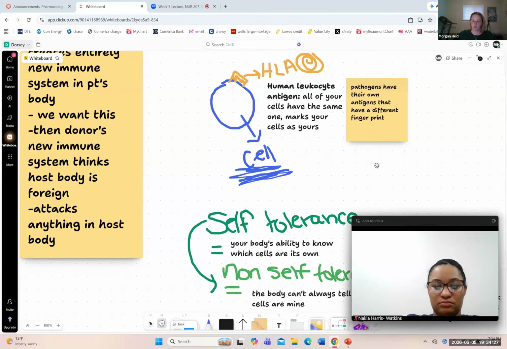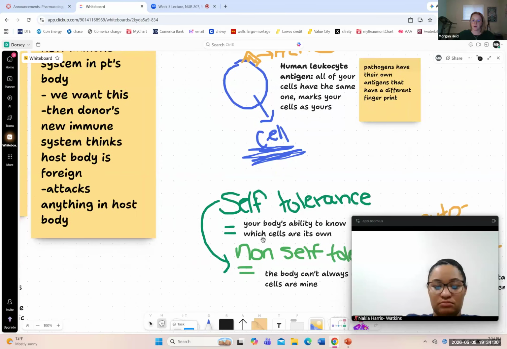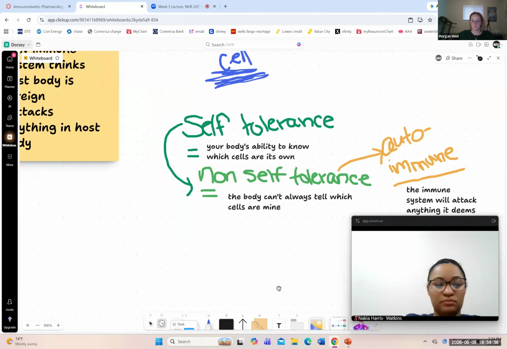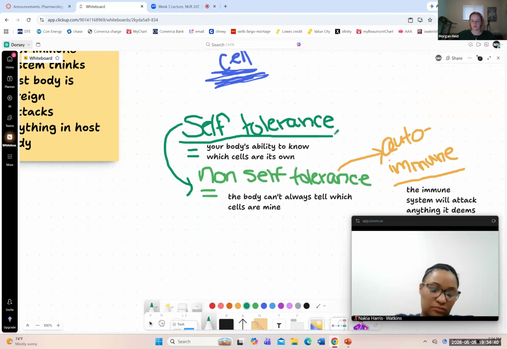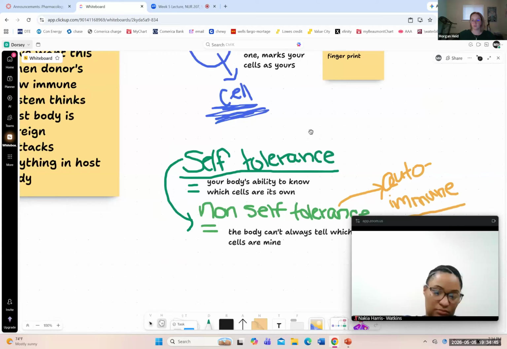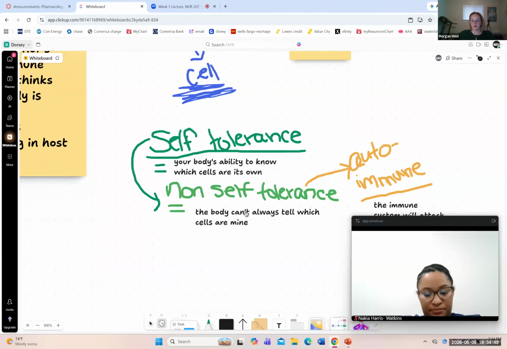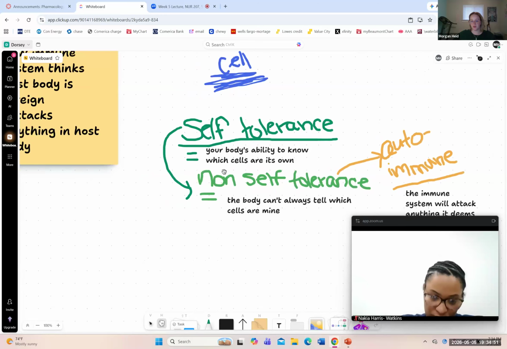No? Okay. When the body is able to know what is mine and what is not mine, that is called self tolerance. That basically is just a definition saying my body can say, yes, this is mine, or it can say, no, this is a foreign body. When it cannot do that, it's called non self tolerance. The body can't do it.